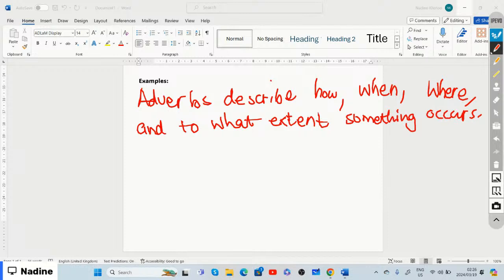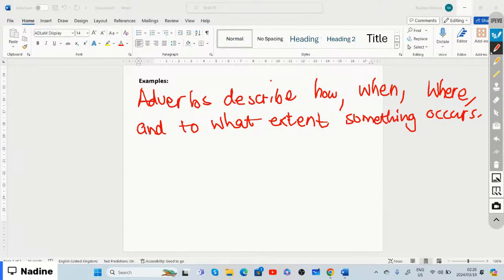And then we also have adverb of time, right? And we said adverb of time describes when something happens. So when did it happen, right? It happened yesterday. It happened some time ago. It happened today. It happened tomorrow, right? That is adverbs. It tells us when.